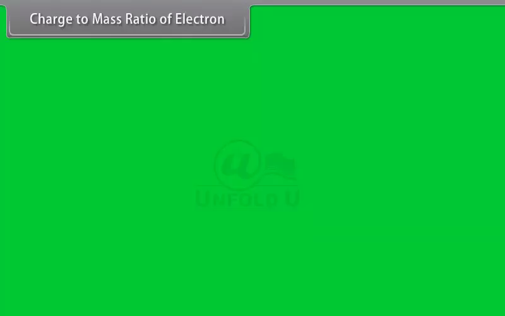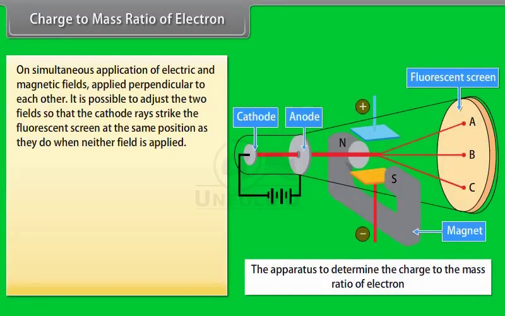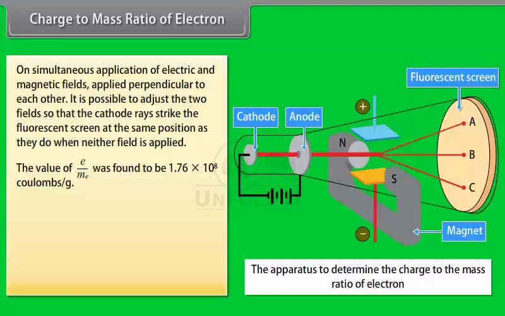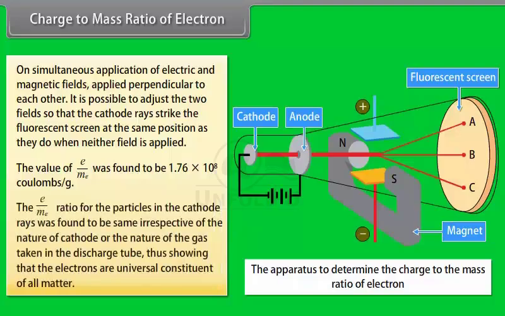Charge to mass ratio of electron. On simultaneous application of electric and magnetic fields applied perpendicular to each other, it is possible to adjust the two fields so that the cathode rays strike the fluorescent screen at the same position as they do when neither field is applied. The value of charge to mass ratio of the electrons was found to be 1.76 × 10^8 coulombs per gram. The e/m ratio for the particles in the cathode rays was found to be the same irrespective of the nature of cathode or the nature of the gas taken in the discharge tube, thus showing that the electrons are a universal constituent of all matter.